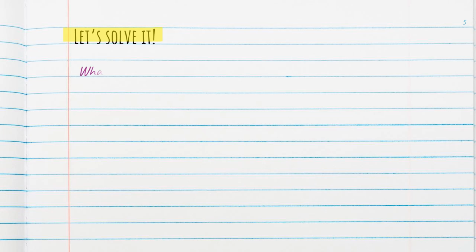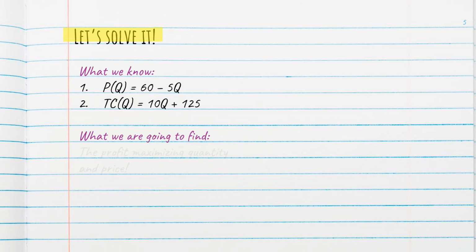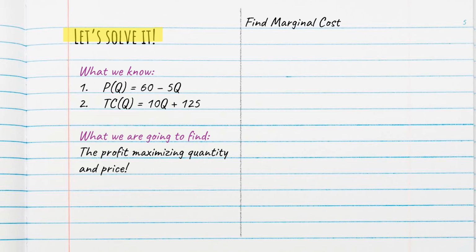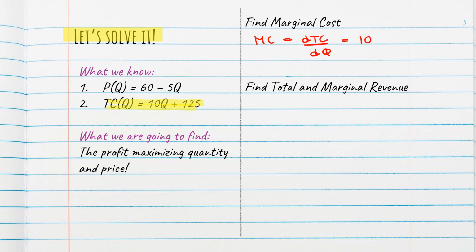So let's solve this question. Here's what we know. We have our inverse demand and our total cost curve. And the first thing we're going to find is the profit maximizing quantity and price. To do so, we first need to determine the marginal cost curve as well as the total and marginal revenue curves. So let's start with marginal cost. Marginal cost is always the derivative of total cost with respect to Q, which in this case is just going to be 10. So this firm has a constant marginal cost, which is going to make the math very simple in this example.